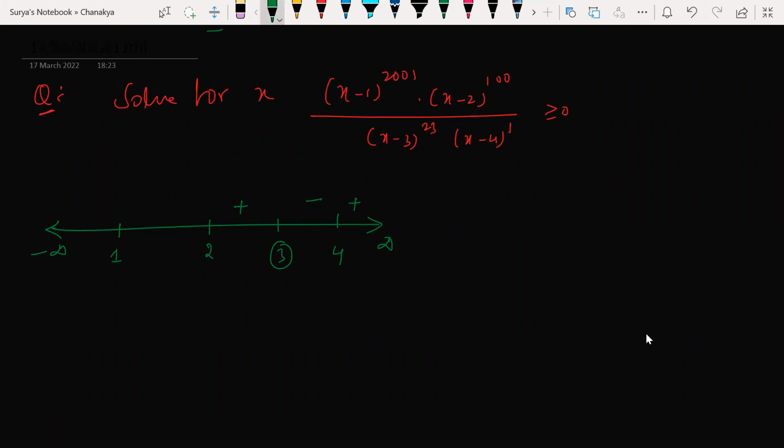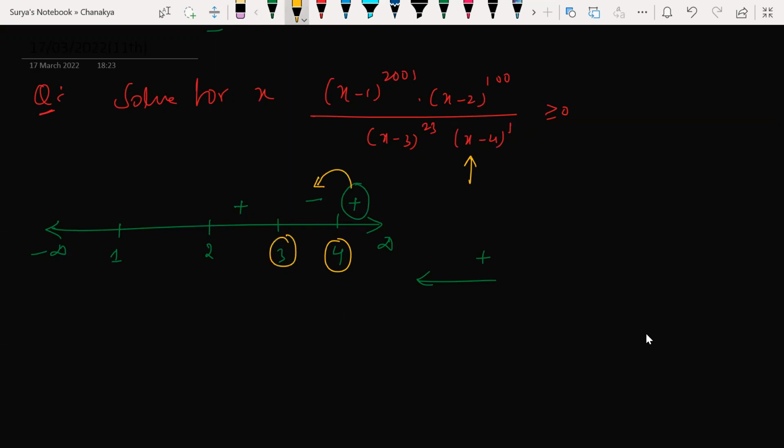So 1, 2, 3, 4. I always start with plus from the right to left. I'll go plus, minus, plus, minus if I have all odd powers. If at all we have odd and even powers both, I'll always start with plus and I'll check the power of this number, whatever number you have here. What is the power of 4 here? 1. So the sign changes, plus to minus.